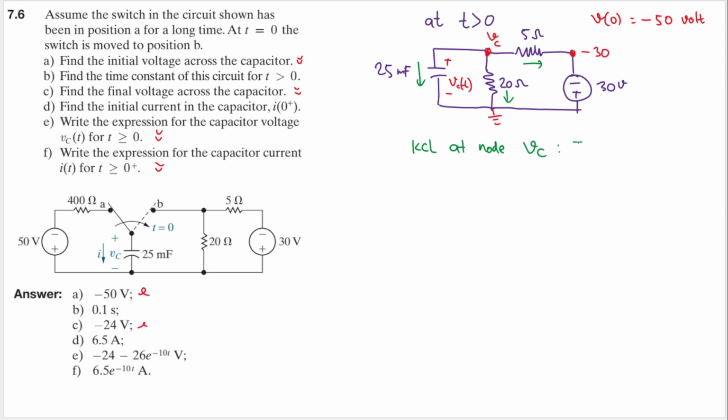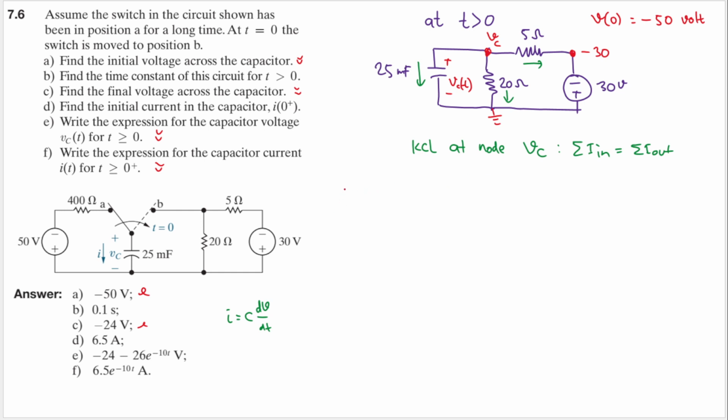Okay, KCL said that the sum of the current that goes in will equal the sum of the current that goes out. There is no current that goes in, so that will equal 0, and I will put it on the right hand side. And the current that goes out, the first one is this one that goes through the capacitor. Remember that in a capacitor, I is equal to C dV/dt, right? So the capacitance here is 25 millifarad.